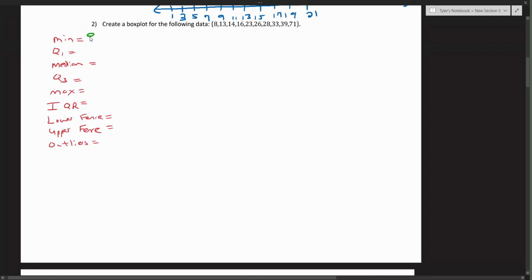So my minimum is 8, right? My maximum is 71. I can fill those in. And then here I have, I think, 10 values. 1, 2, 3, 4, 5, 6, 7, 8, 9, 10. So I need to average the two middle numbers to find the median, right? So there should be 4 on either side to find the two middle numbers. So we want 23 and 26. We want to average those. So the median is going to be 23 plus 26 divided by 2, which is 24.5, right?